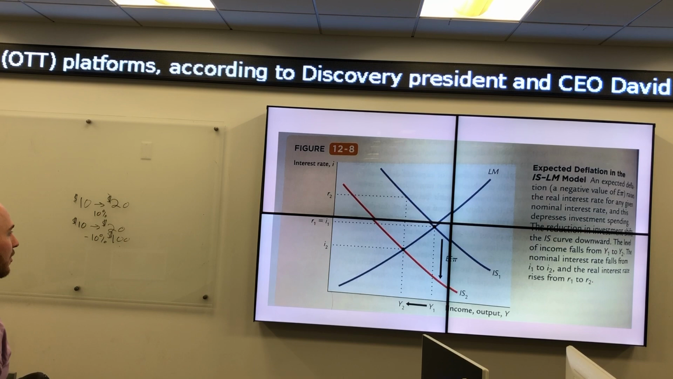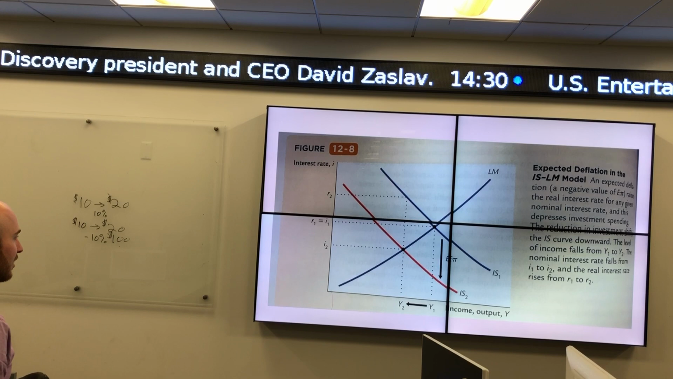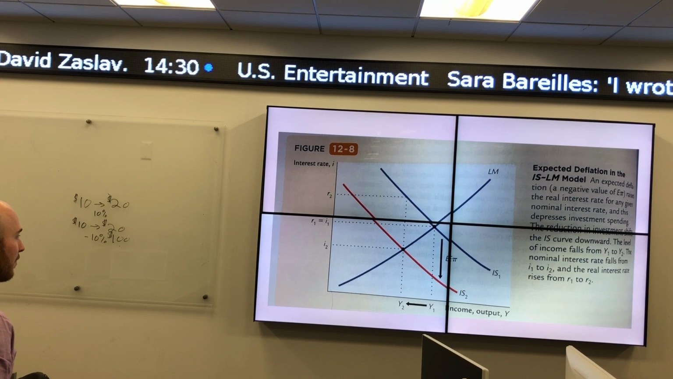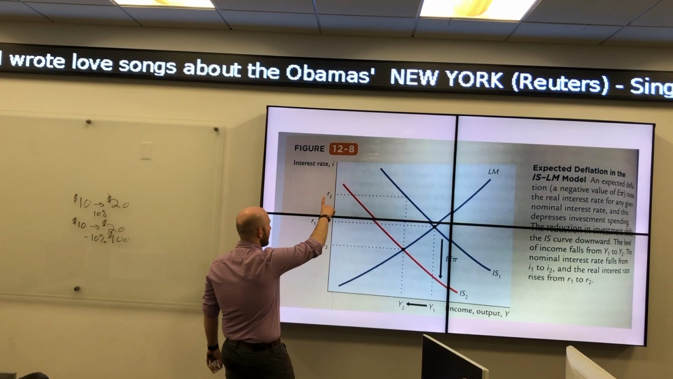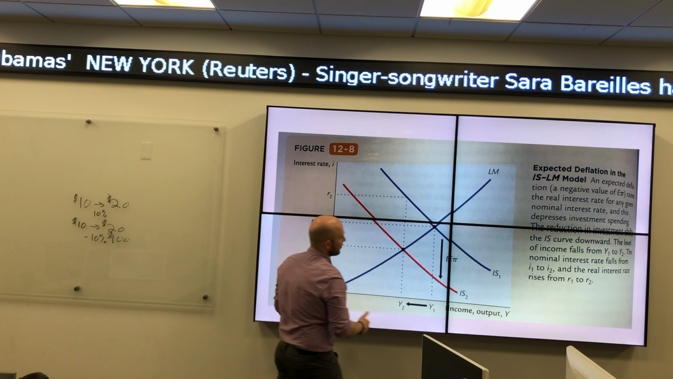And this depresses investment spending. The reduction in investment shifts the IS curve downward. The level of income falls from Y1 to Y2. And the nominal interest rate falls from i1 to i2. And the real interest rate rises from r1 to r2. So we see an increase in the real interest rate, a decrease in the nominal interest rate. We see deflation causing investment to decrease, causing incomes to decrease.